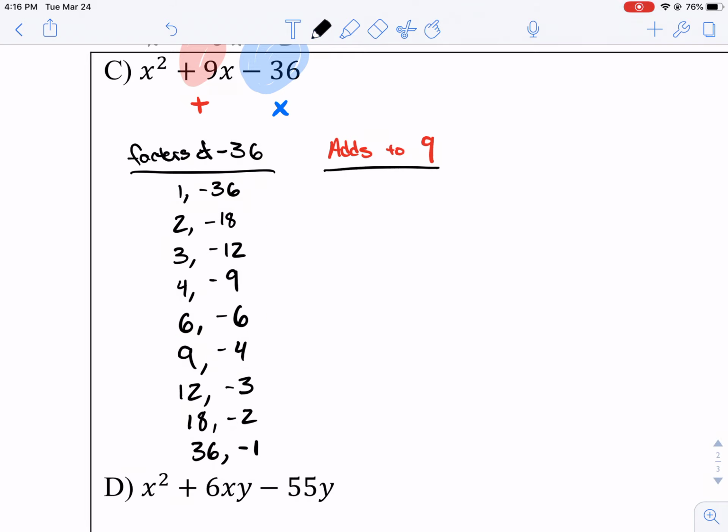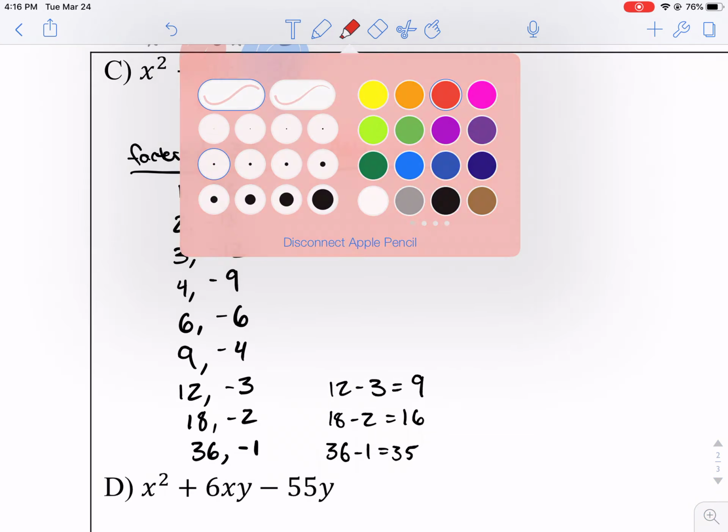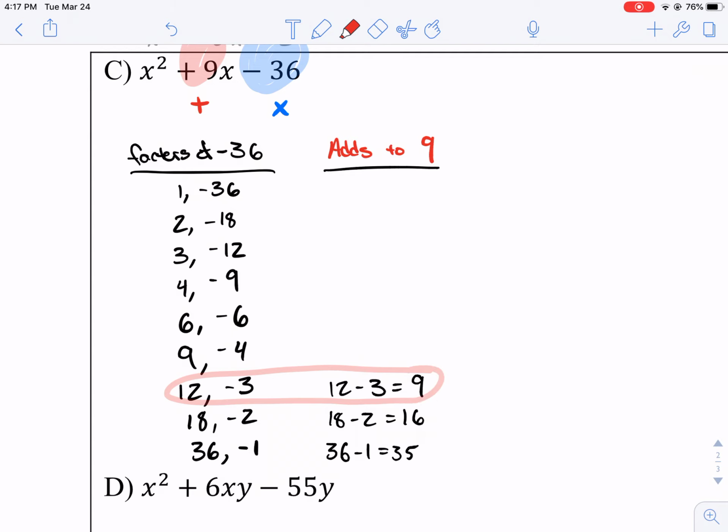I'm going to work backwards. Let's start at the bottom. 36 minus 1 is 35. 18 minus 2 is 16. 12 minus 3. Hey, nice. And the cool thing about this is once we find the one that works, you're done. You don't have to keep going. So let's not keep going. So we know we have x plus 12 and x minus 3. Go ahead and pause the video to make sure that your factor pair works. It does.